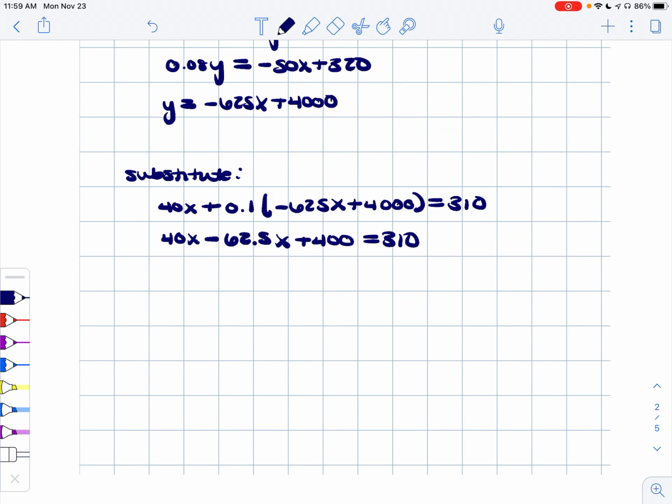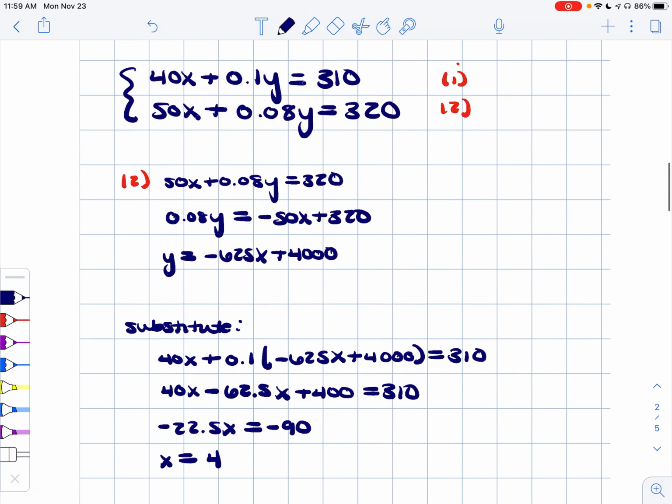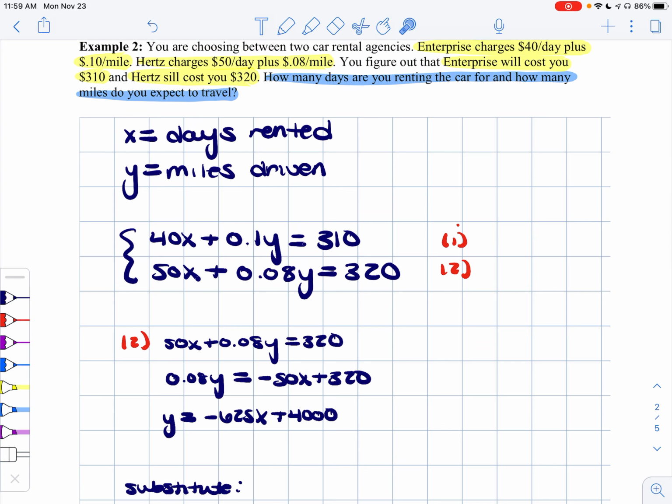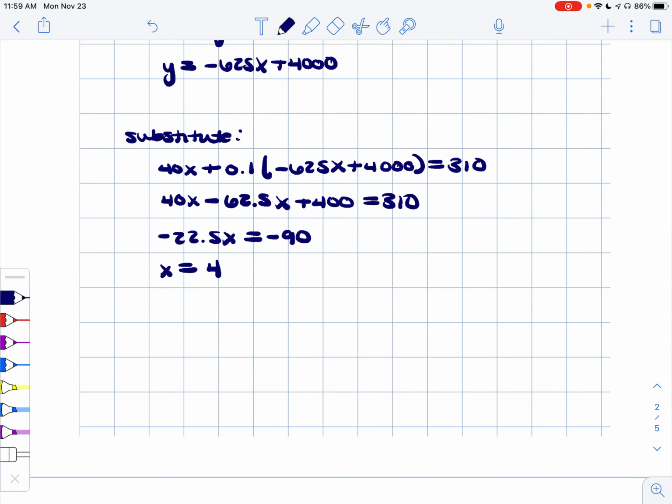Combine our like terms, so negative 22.5x, and then subtract the 400 over to the other side, that would equal a negative 90, and then divide by the negative 22.5, and we end up with x is equal to 4. If you go back up here, remember we defined x as the days that we rented this car. So this is 4 days that we're renting this car for.